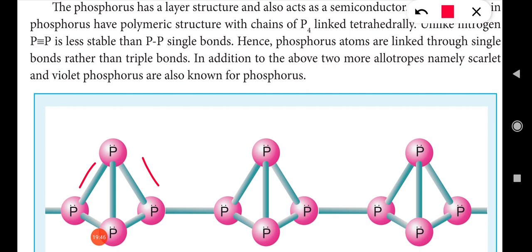Okay, in addition to the above, 2 more allotropes, namely scarlet and violet phosphorus, are also known for phosphorus. Scarlet, so it's color, so red. The same color. Scarlet color, and violet phosphorus. Violet color phosphorus are also known for phosphorus.